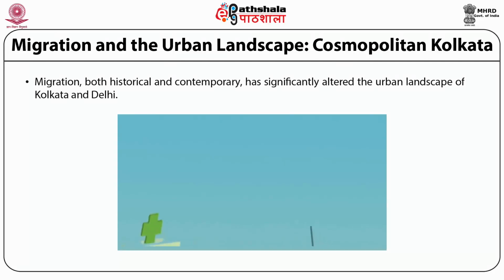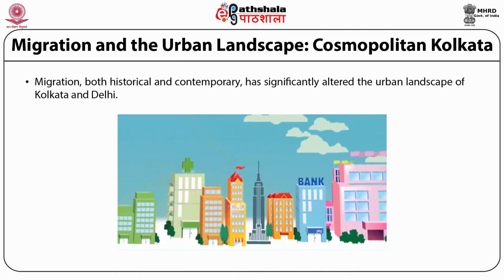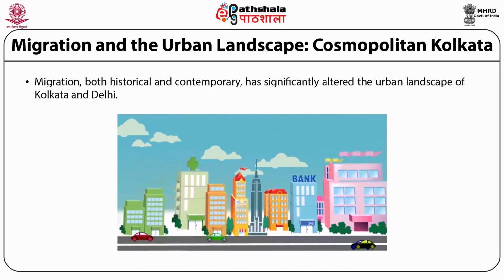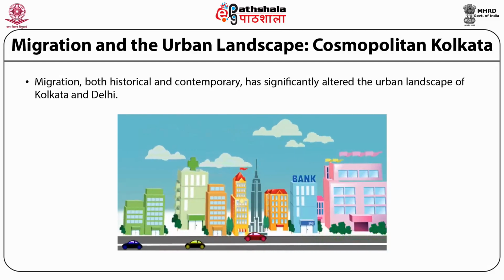Migration, both historically and in the contemporary sense, has significantly altered the urban landscape of Kolkata and Delhi. Whether seen through particular waves of migration at specific times in history or through a continuous process, migrants have influenced the social and economic aspects of the cities. So, in this section, we bring three different examples of migration to Kolkata and Delhi and explain how these have shaped the characteristic features of the cities.